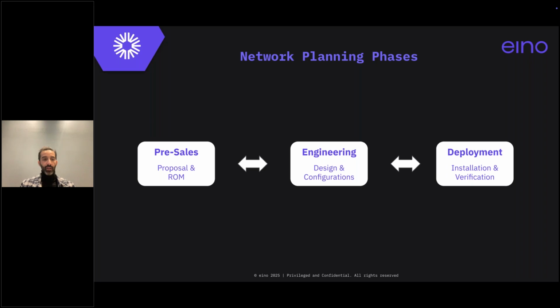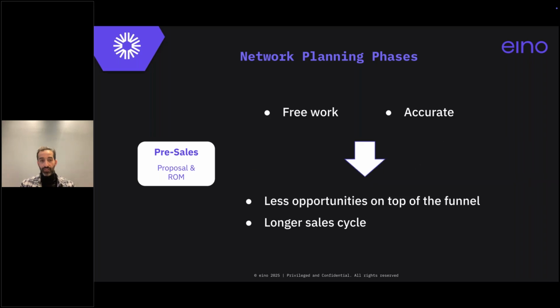And as you're all aware, there are 3 phases once we go to the network. We have the pre-sales activities, where you come up with some proposal and rough order of magnitude. You go to the engineering side, where you have the detailed design and configurations. You go to the deployment, where you do the installation and verification. And when we spoke to people, they told us about all sorts of problems that exist in these 3 phases. Starting with the pre-sales activities, you're basically doing some free work, but it has to be accurate at the same time, which are 2 opposing directions. And if you don't do it right, you're going to have fewer opportunities at the top of the funnel, and you're going to have a much longer sales cycle.